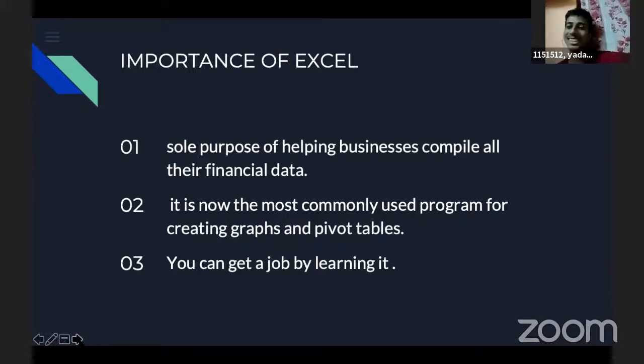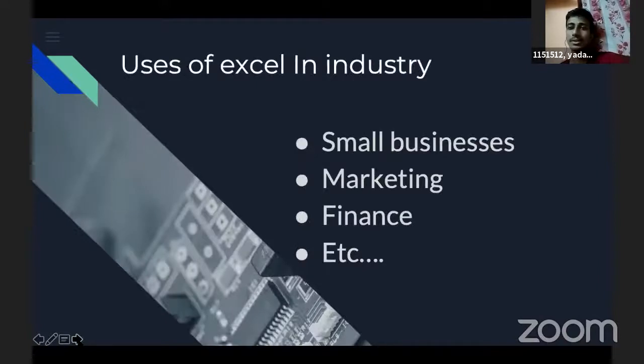And the most important thing, you can get a job by learning it. Entry-level jobs are also much easier to get if you learn this skill. It is easy to learn, and it will help you for sure. So what are the use cases of Excel, and which industries use Excel?